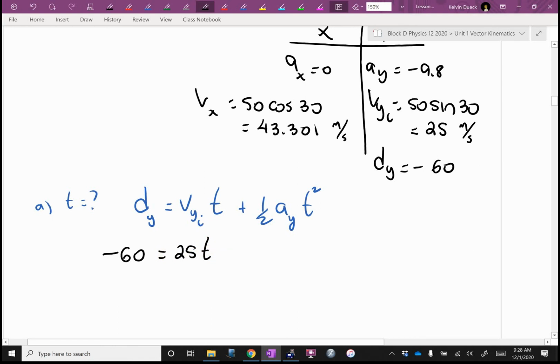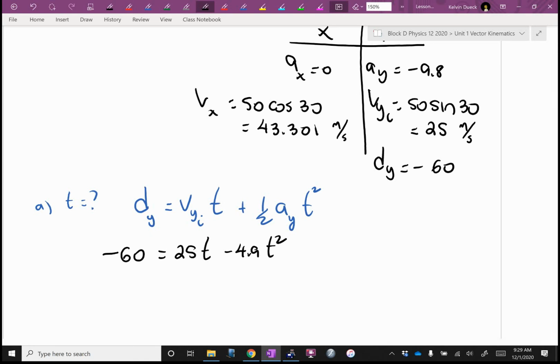What's half of negative 9.8? Anyone, calculate, whatever. What's half of negative 9.8? Or as most of us say, not backwards talking, are we? Negative 4.9 t squared. What kind of an equation is that? It's a quadratic. How do I know? It's got a squared.